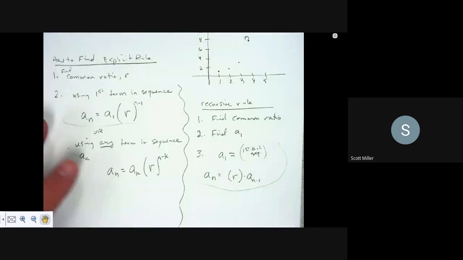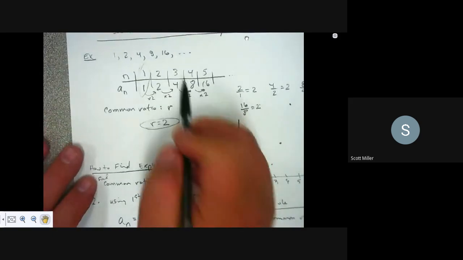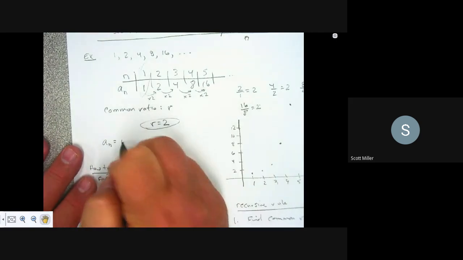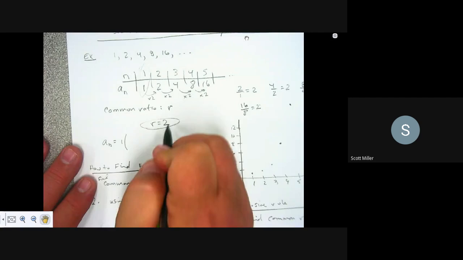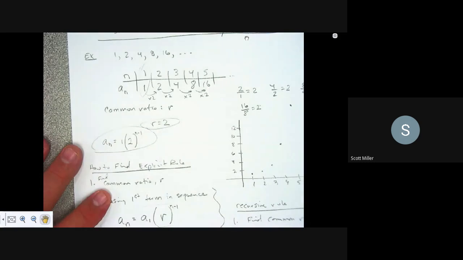So we can come up here to the problem that I previously had up here, and we can write the explicit rule for this, since I have the common ratio and I have the first term. Then I can write the first term, which is 1, which we don't really need to write. The common ratio is 2, and then it'd be n minus 1. So that would be the explicit rule for that.